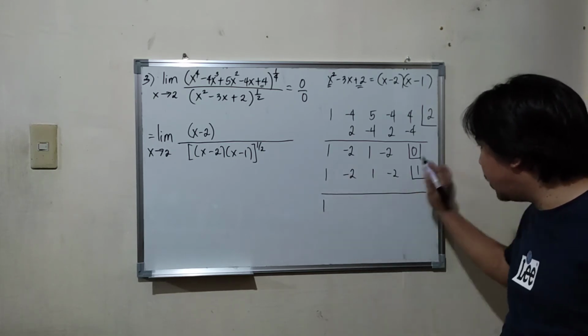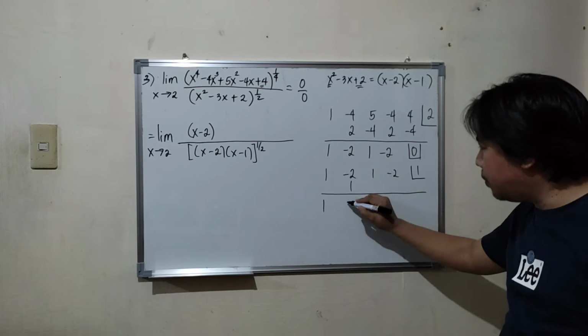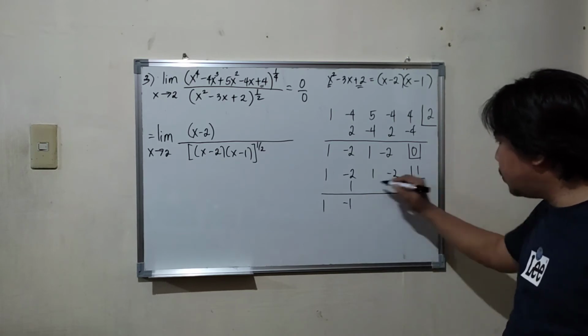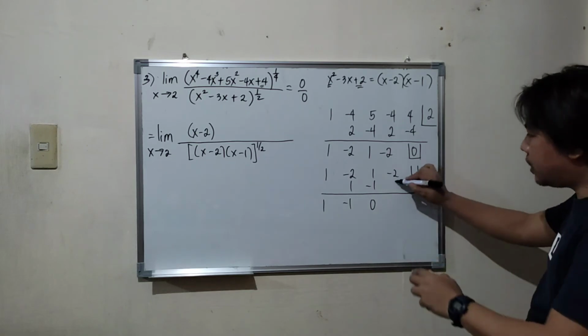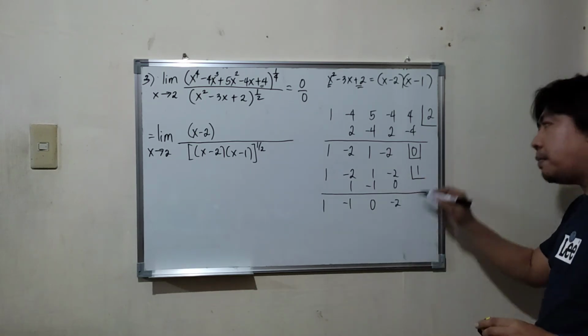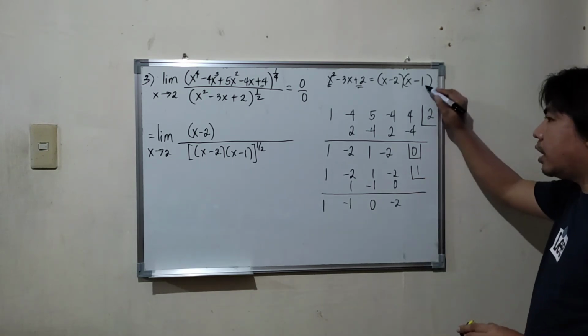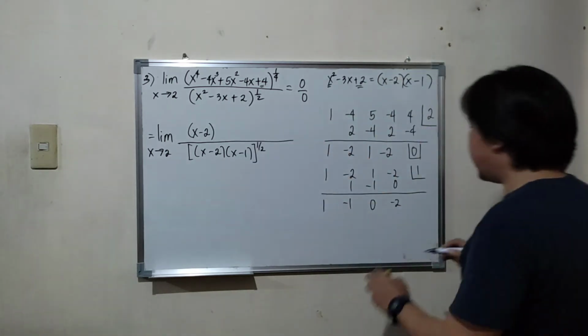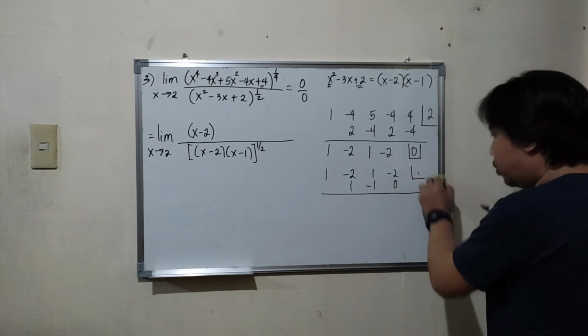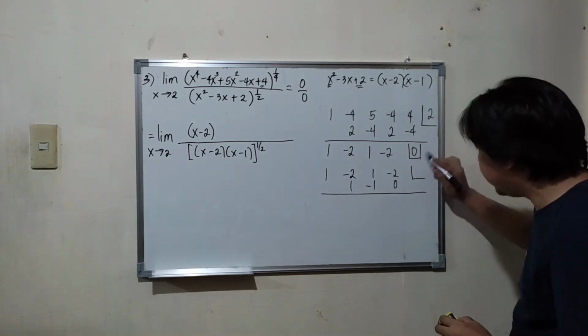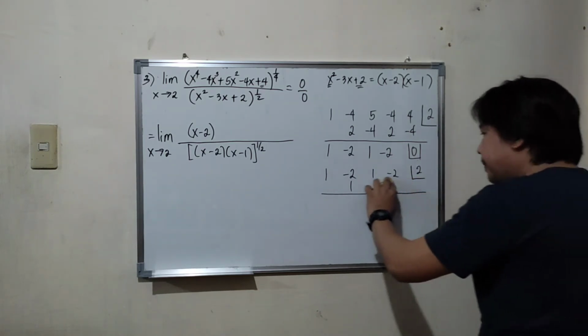Bring down 1. 1 times 1 is 1. Negative 2 plus 1, negative 1. Times 1, negative 1. 1 minus 1 is 0. Times 1, 0. So hindi siya 0. So ibig sabihin yung 1, hindi siya factor. So yung x minus 1, hindi siya factor. Okay, so try ulit natin. Isa pang 2. Pwede namang maulit yung factor natin. So try natin, 2 pa rin.